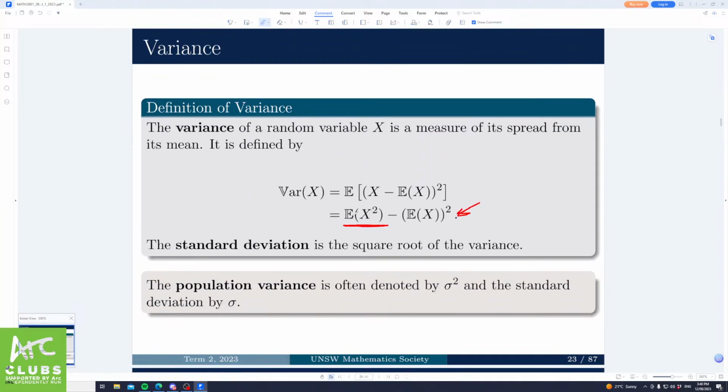And to evaluate standard deviation, we simply just square root the variance, because that's the relationship between those two statistics.